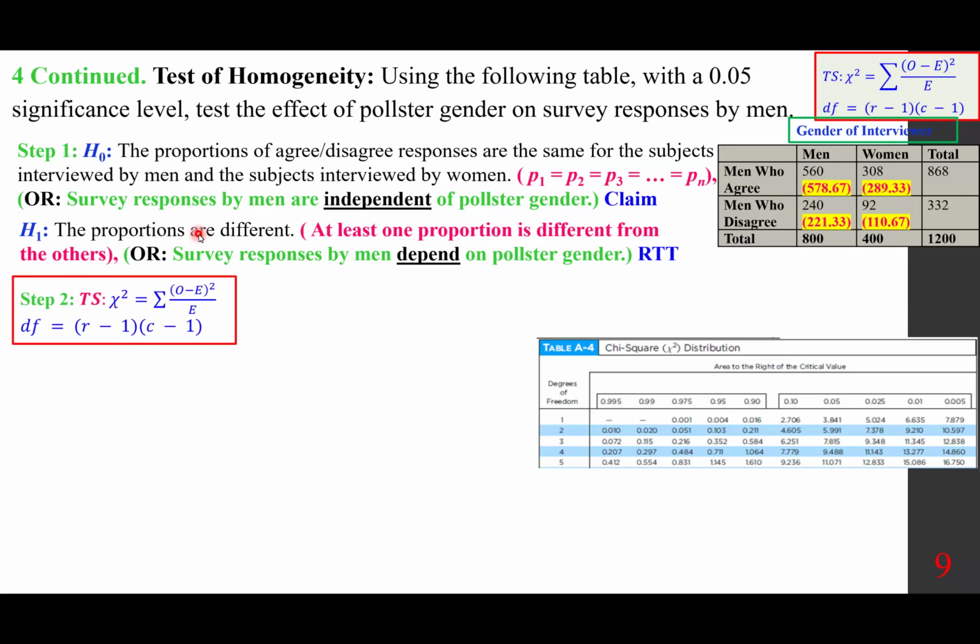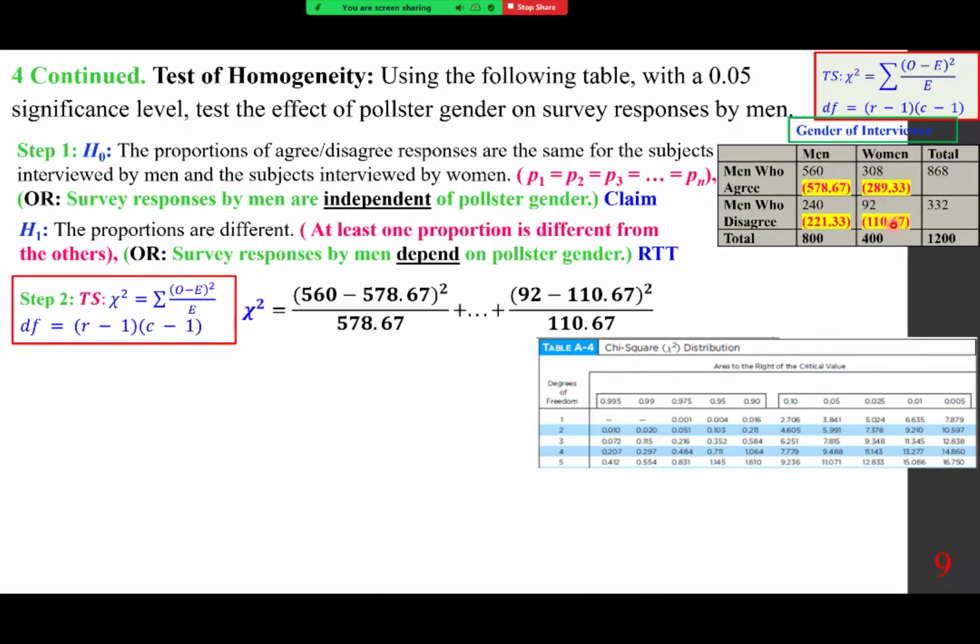Test statistic. Again, it's easy to calculate. For the first one, we say (560 minus 578.67) squared divided by 578.67. The same thing for this one, the same thing for this one. Finally, we add up, plus (92 minus 110.67) squared divided by 110.67, and it gives us 6.52.